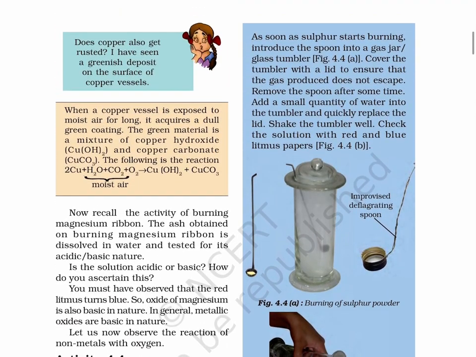As soon as sulfur starts burning, introduce the spoon into a glass jar or glass tumbler, as shown in figure 4.4a. Cover the tumbler with the lid to ensure that the gas produced does not escape. Remove the spoon after some time. Add a small quantity of water into the tumbler and quickly replace the lid. Shake the tumbler well. Check the solution with red and blue litmus papers, as shown in figure 4.4b.